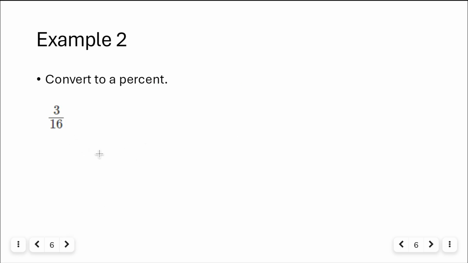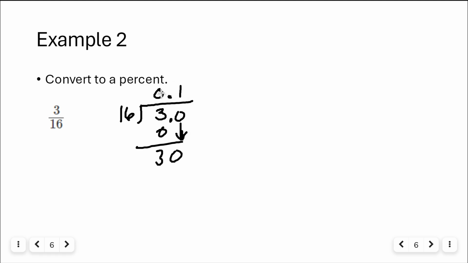So let's take 3/16 and convert it to a percent. So we're going to do 16 into 3. 16 does not go into 3. Bring the 3 down. Put a decimal. Put it up top. Take the 0. Bring it down. 16 goes into 30 one time. 1 times 16 is 16. That leaves me with 14. Bring down the 0. 16 into 140.